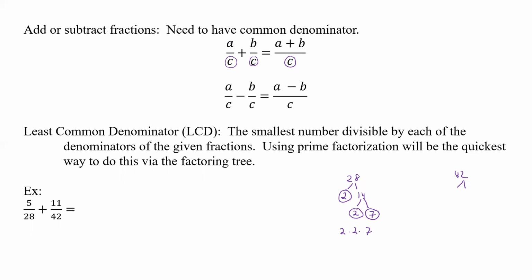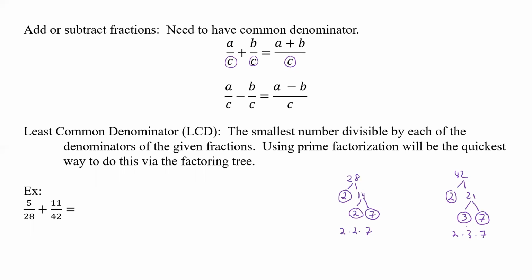What about 42? Well, again, I'm going to divide by 2 first. And 2 goes in there 1 times, 21. Well, 21 is not prime. We can take that and divide that by 3, which is another prime factor. 3 times what is 21? Well, 3 times 7. Well, now we have, this is 2 times 3 times 7.